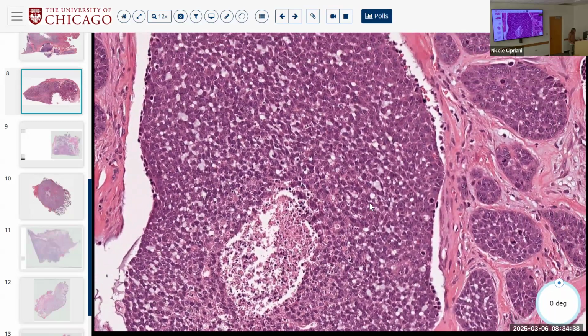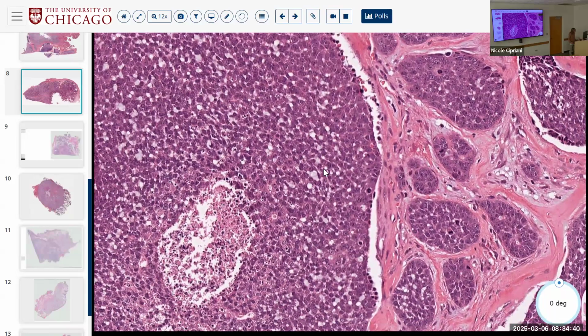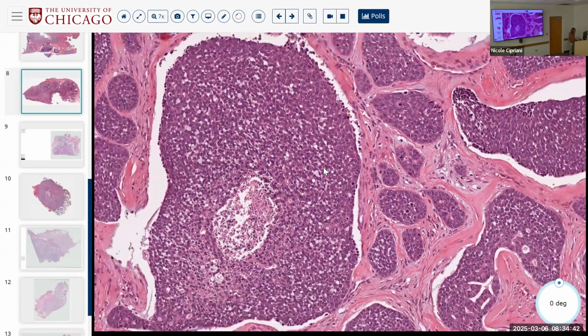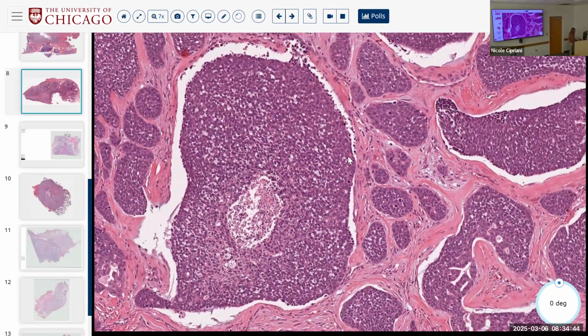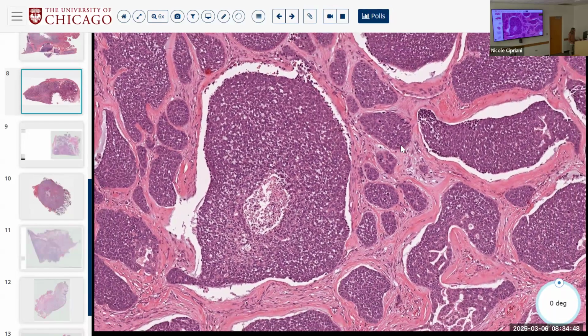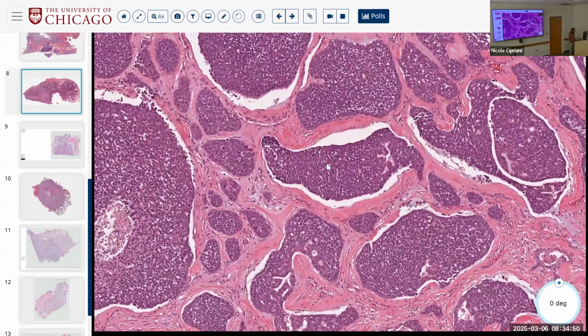Yep. I'm wondering about salivary carcinoma or hyalinizing or clear cell carcinoma.